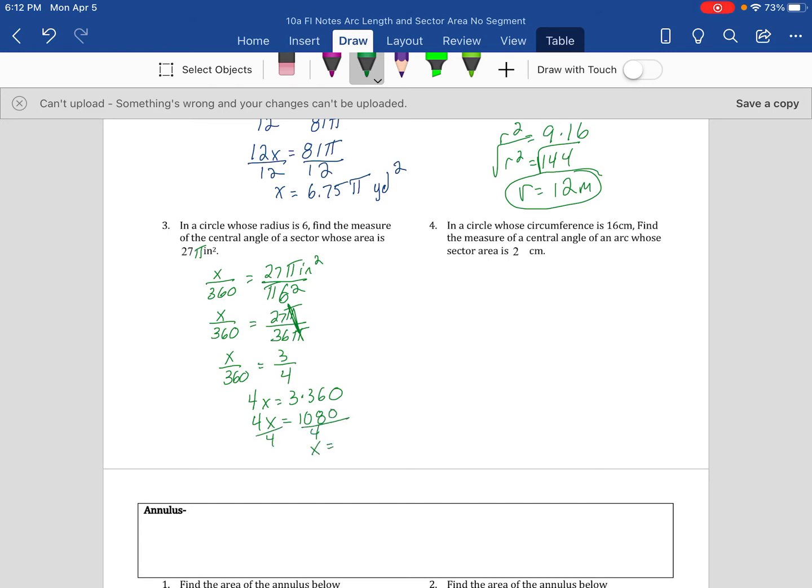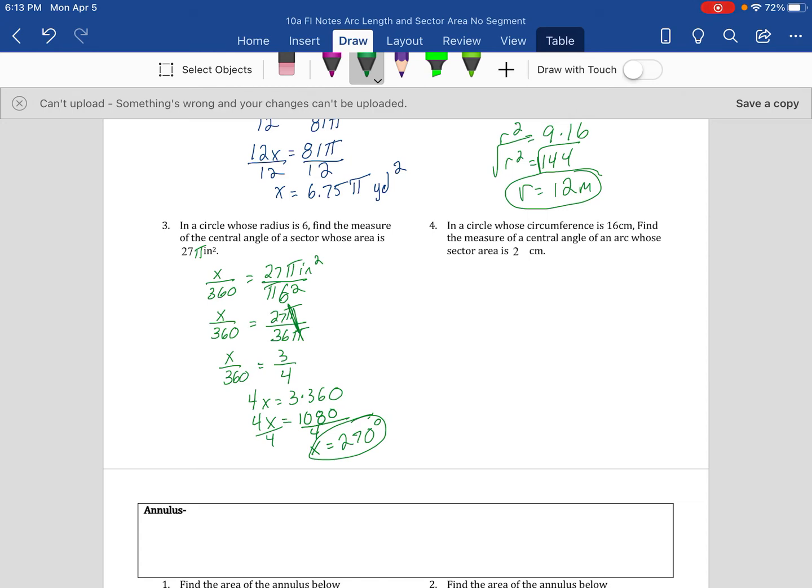Divide by 4, and my central angle is going to be 270 degrees. And don't forget your degree symbol. Don't forget your units, especially in this unit.